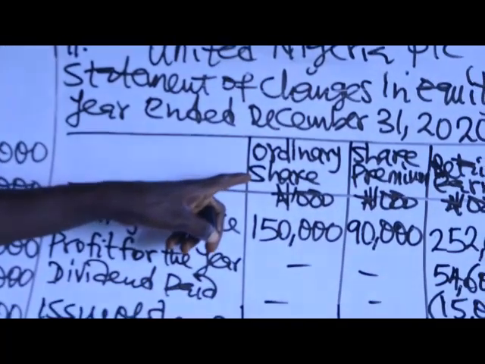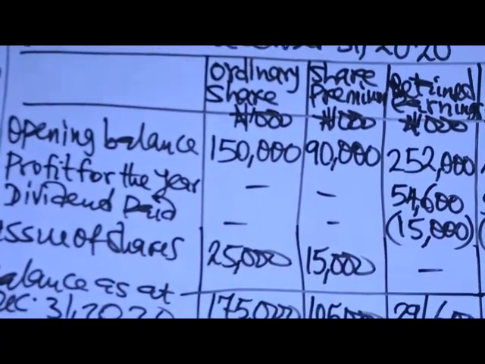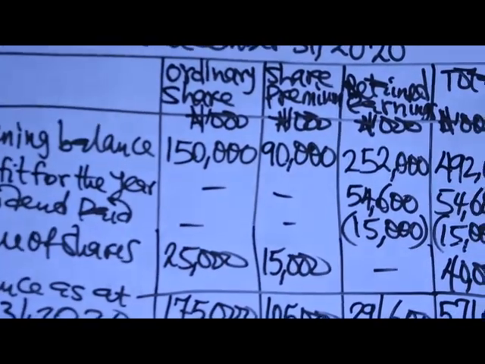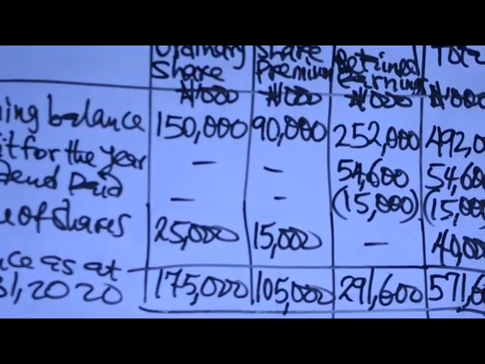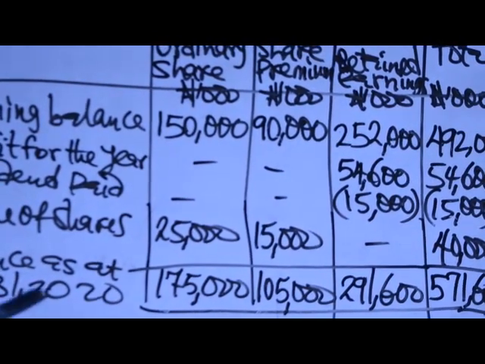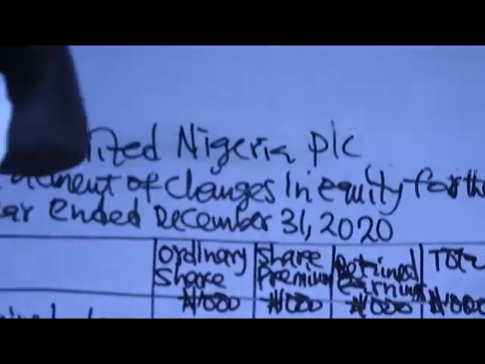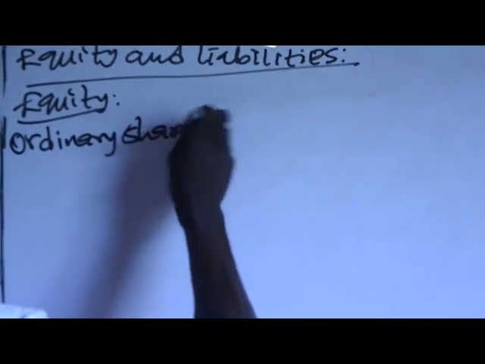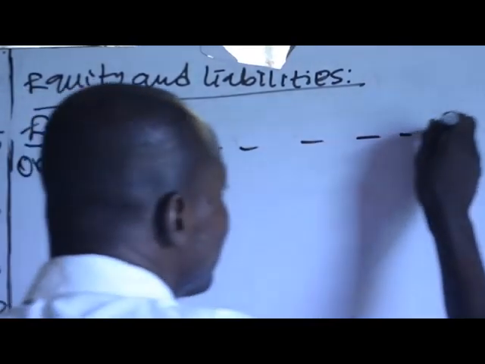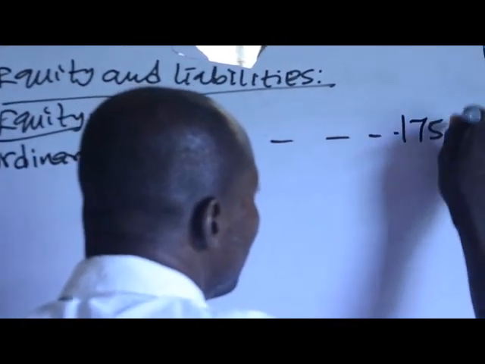Back to the statement of changes in equity. The first item is ordinary shares, and our ordinary shares is totaled 175,000.